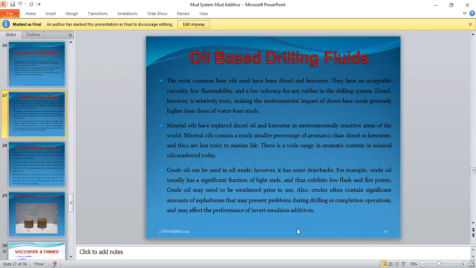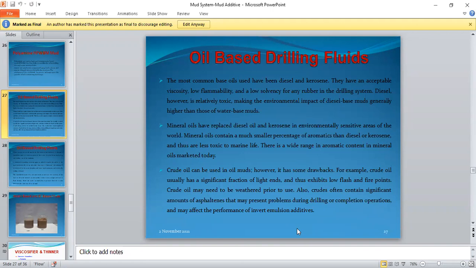But in the case of water-based, as it enters the formation, if it comes up, it will evaporate. The chemicals you use in water-based mud, some of them are not so toxic. Even so, some in high concentration may be toxic. Mineral oils have replaced diesel oil and kerosene in environmentally sensitive areas of the world. Mineral oil contains a much smaller percentage of aromatics than diesel or kerosene, and thus is less toxic to marine life. There's a wide range in aromatic content in mineral oils marketed today.